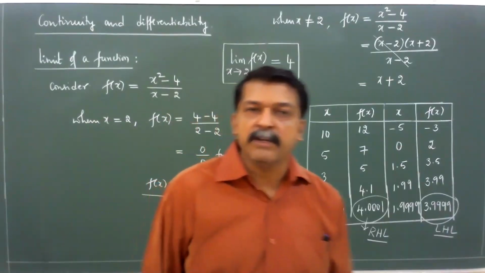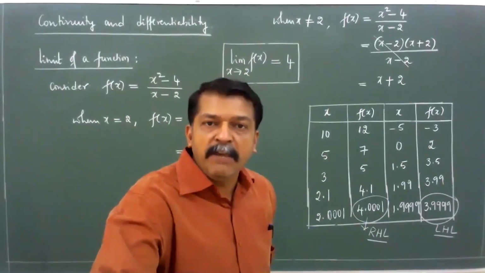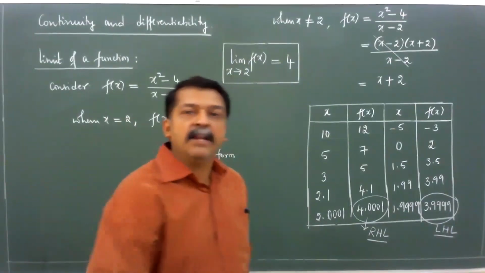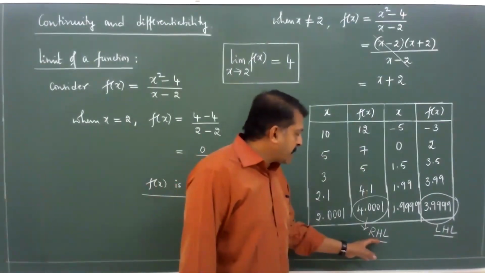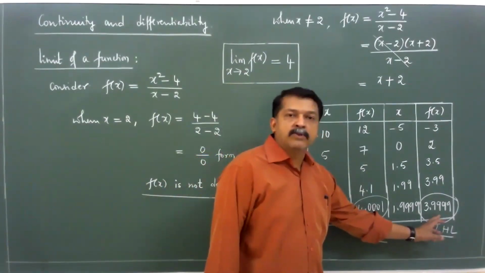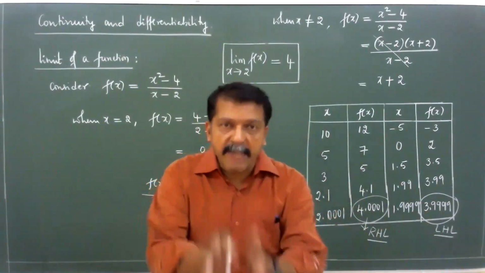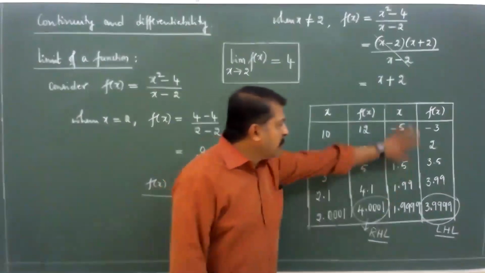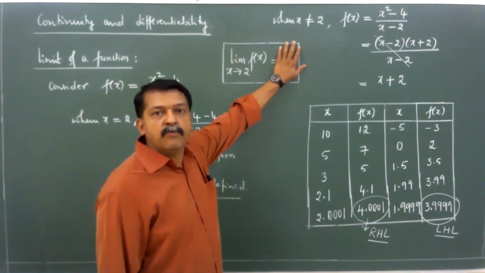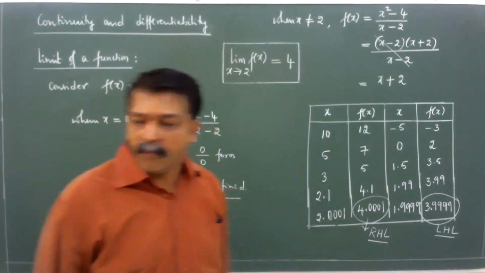In first year PUC, we have studied that the limit of a function exists only when both LHL and RHL exist and are equal. Observe that RHL is almost equal to 4. What is LHL? Almost equal to 4. Both LHL and RHL are approaching the same value. Therefore, the limit of the function f of x exists and it is equal to 4. So this is basically how we define the limit of the function.